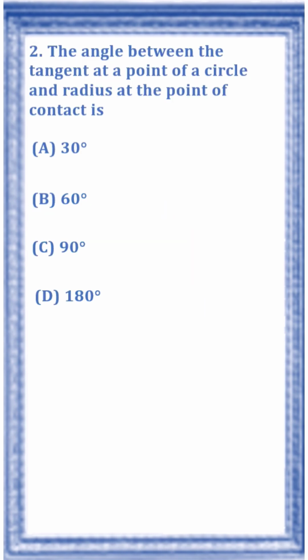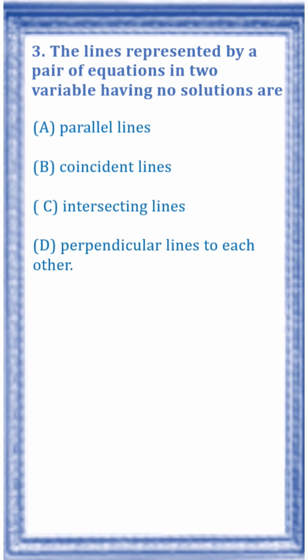The second question. Angle between the tangent at a point of a circle and radius at the point of contact is. This is a very easy question. You all know the answer, isn't it? Option C is the correct answer. Third question. The lines represented by a pair of equations in two variables having no solutions are. 4 options are given. Option A parallel lines, option B coincident lines, option C intersecting lines, option D perpendicular lines with each other. Option A is correct.